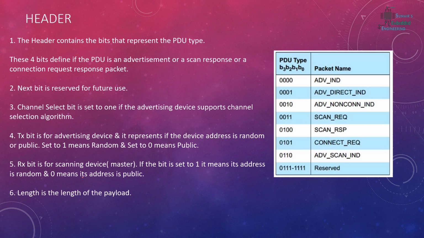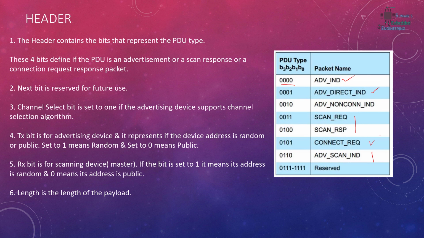So here we have the basic PDU types. If these 4 bits are 0000, it means it is indicating advertising, the direct advertisement indication, or non-connectable advertisement. And we have some for master devices, but we will not see them because we are looking from the slave's perspective now. We will see them from the master's perspective in future tutorials. If a device has received a connection request, then it's going to respond. Our slave device is going to respond to that.